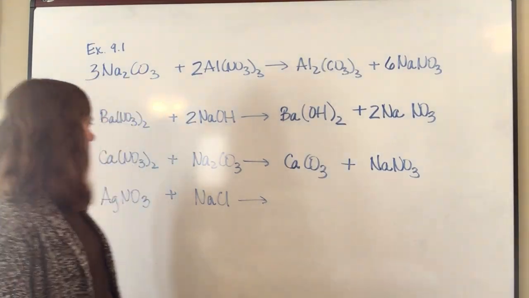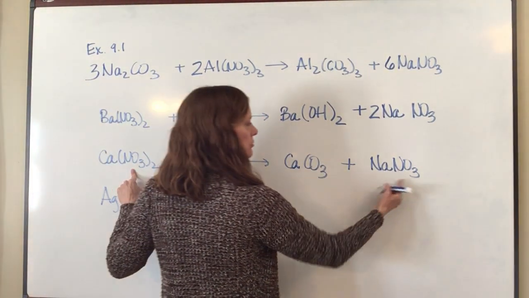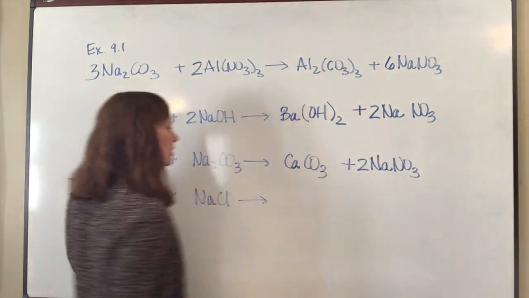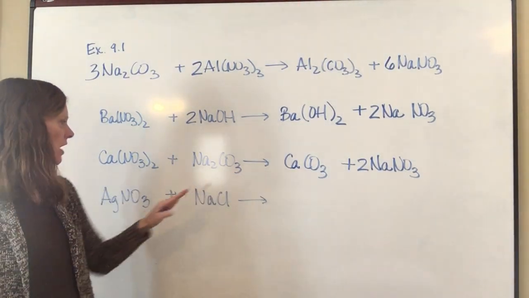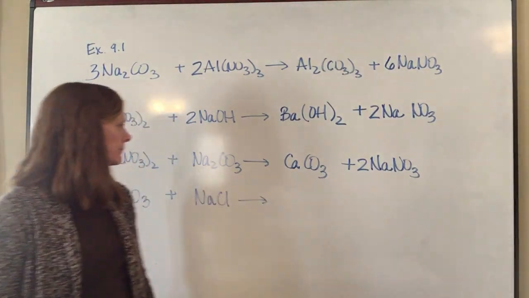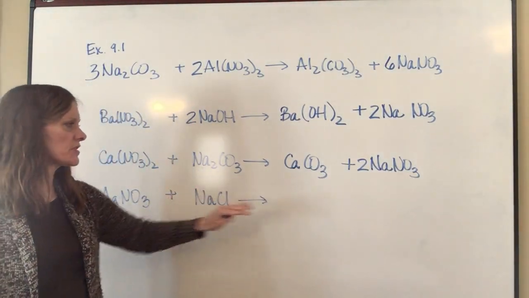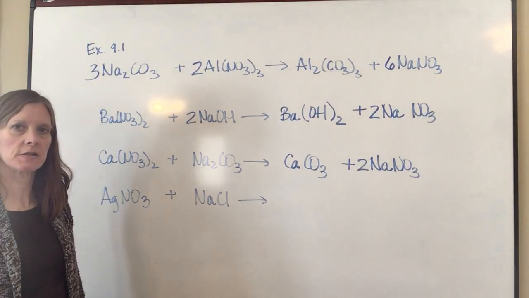Now I can balance. Okay, I have 2 nitrates here, so I will need 2 nitrate groups over here. I have 1 calcium on each side. I've got 2 sodiums here, and I have 2 sodiums here. I have 1 carbonate group on this side, 1 carbonate group on this side. So that one didn't take a whole lot to balance there.